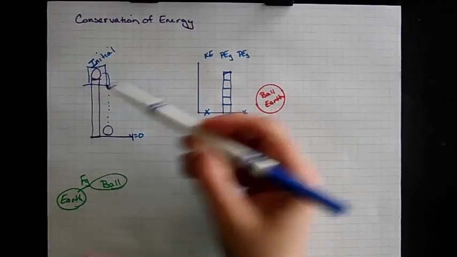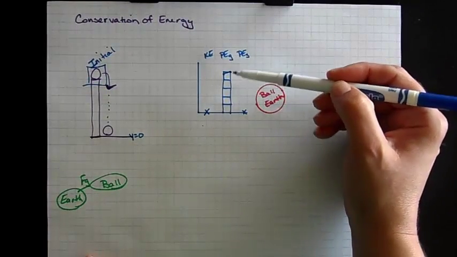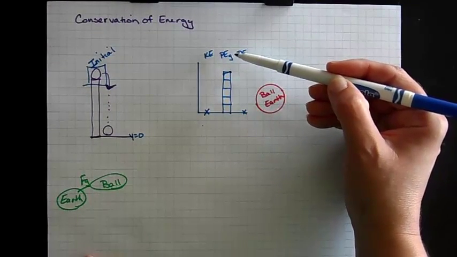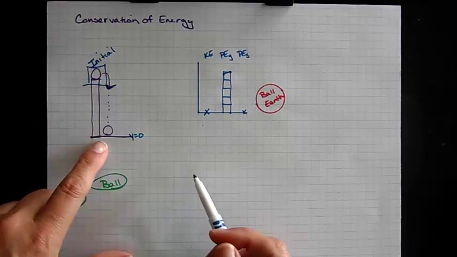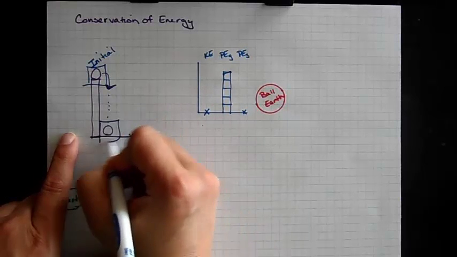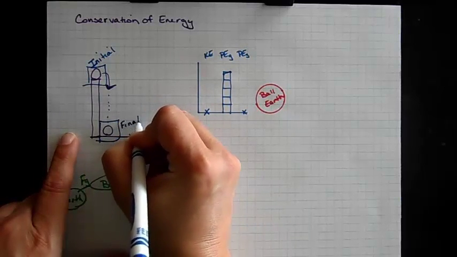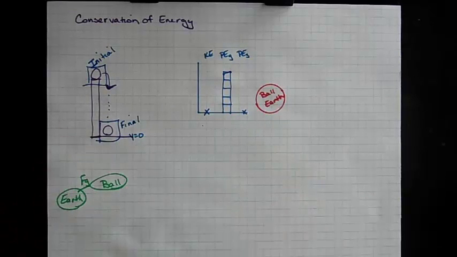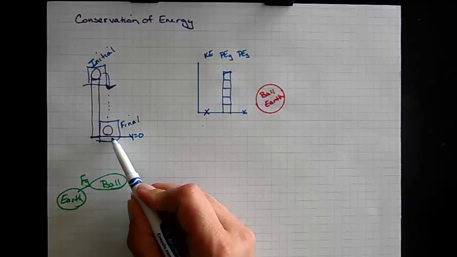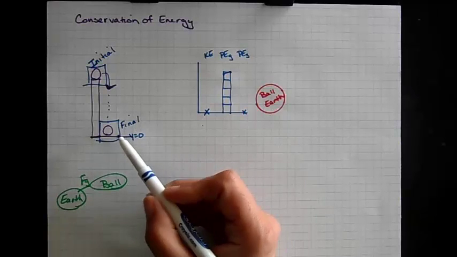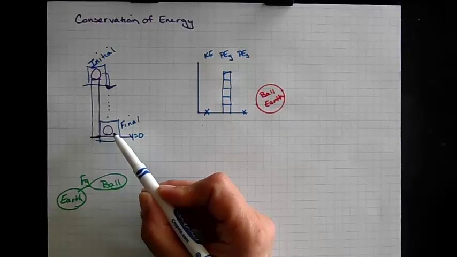So in our initial conditions, all of our energy is represented by that gravitational potential energy. But then the ball falls. So this right here is our final situation. Now we could talk about the point where the ball actually hits the ground, or we could talk about that point just right before.